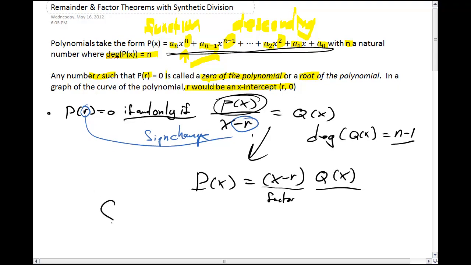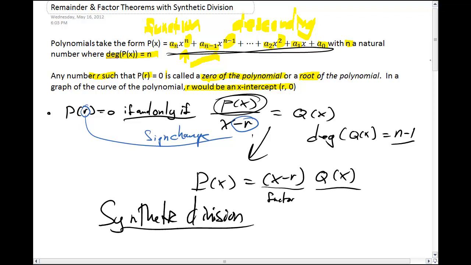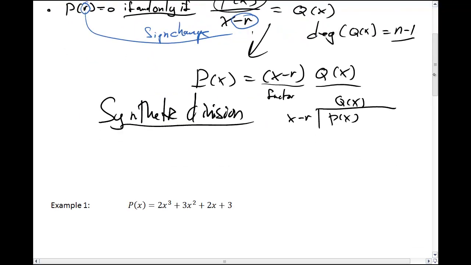Instead, we're going to talk about something called synthetic division. Synthetic division is a shortcut to long division. So rather than write up our big long polynomial and do some sort of big huge p of x and dividing it by an x minus r and getting our q of x here, that seems tricky and complicated. So instead, we're going to talk about some other stuff.